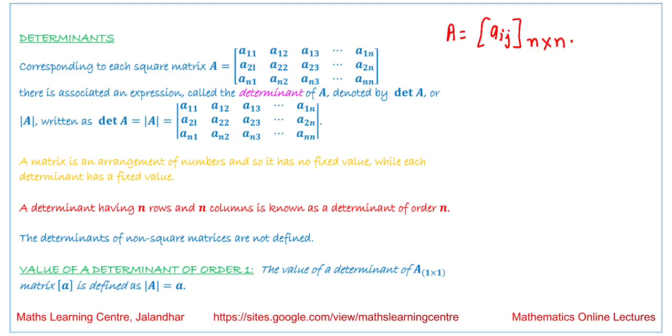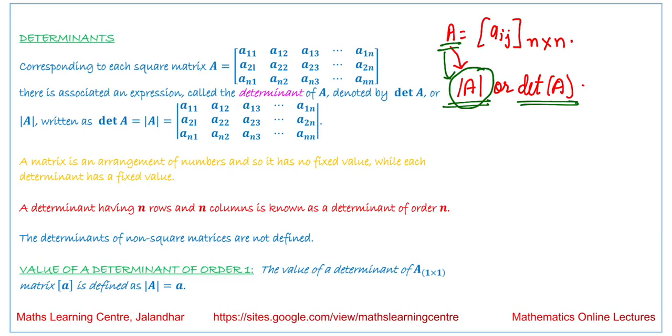Then corresponding to this matrix, we can assign an expression to it. It is denoted by this determinant or determinant of A. You can use any of these notations. So when we are talking about determinant of A, it is just an expression, and we will see how we can find the value of this expression. So determinant is basically an expression assigned to each matrix.